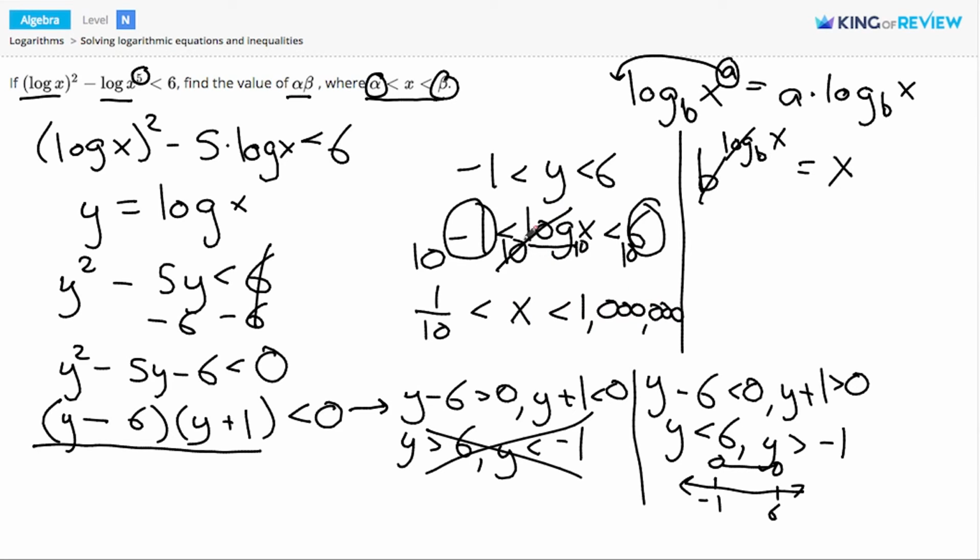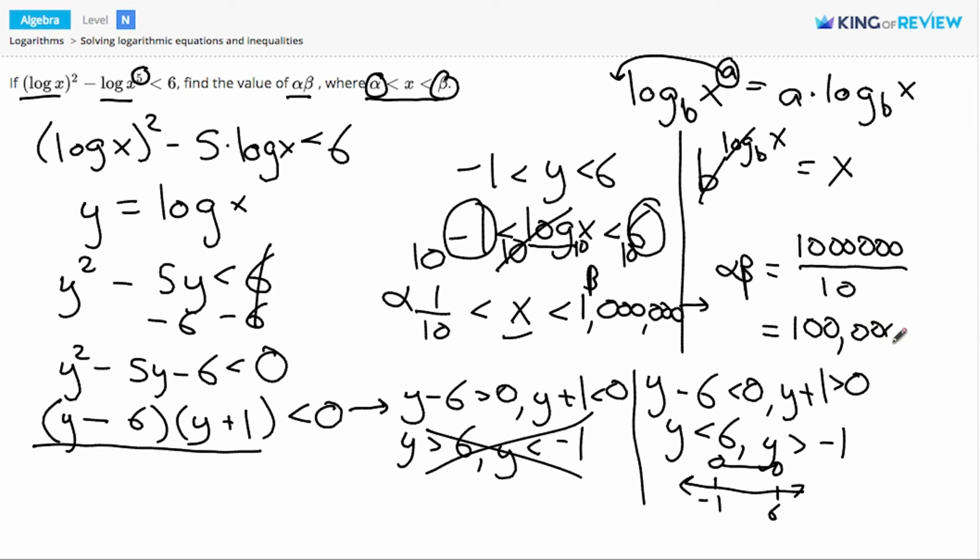So now that we have x by itself, we really know what alpha and beta are. Alpha is 1/10, beta is 1 million, so if we want alpha times beta, that would be 1 million divided by 10, which is 100,000. So there is our answer for alpha times beta.